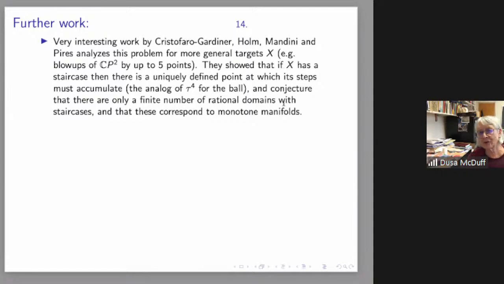And then they also conjecture that there's only a finite number of rational domains with staircases, and that these things have to correspond to monotone manifolds, so c1 being a multiple of the symplectic class. And this conjecture is very hard. It leads to some really hairy number theory, which nobody's solved. But on the other hand, there are many more examples known where there are staircases.